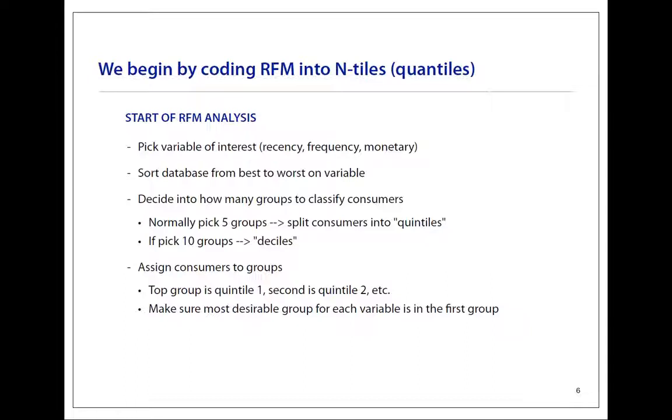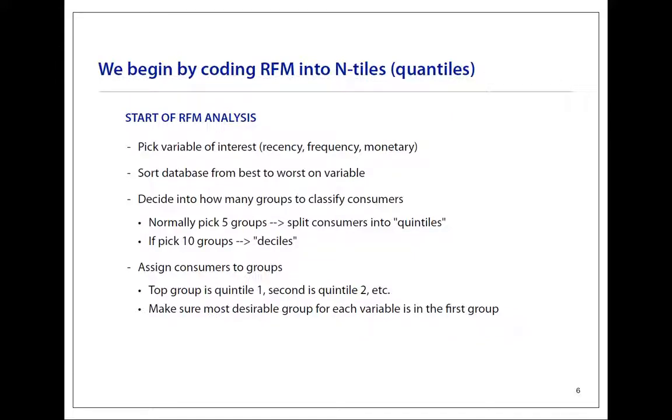So the way that we segment the customers is quite simple. The first thing is that we pick a variable of interest. Let's just start with recency. So we go to the whole database. We divide our customers into 5 groups if we're using quintile analysis. If we divide them into 10 groups, we call it decile analysis. So basically, we rank our customers from the best customer to the worst customer, and group them into 5 segments based on recency.